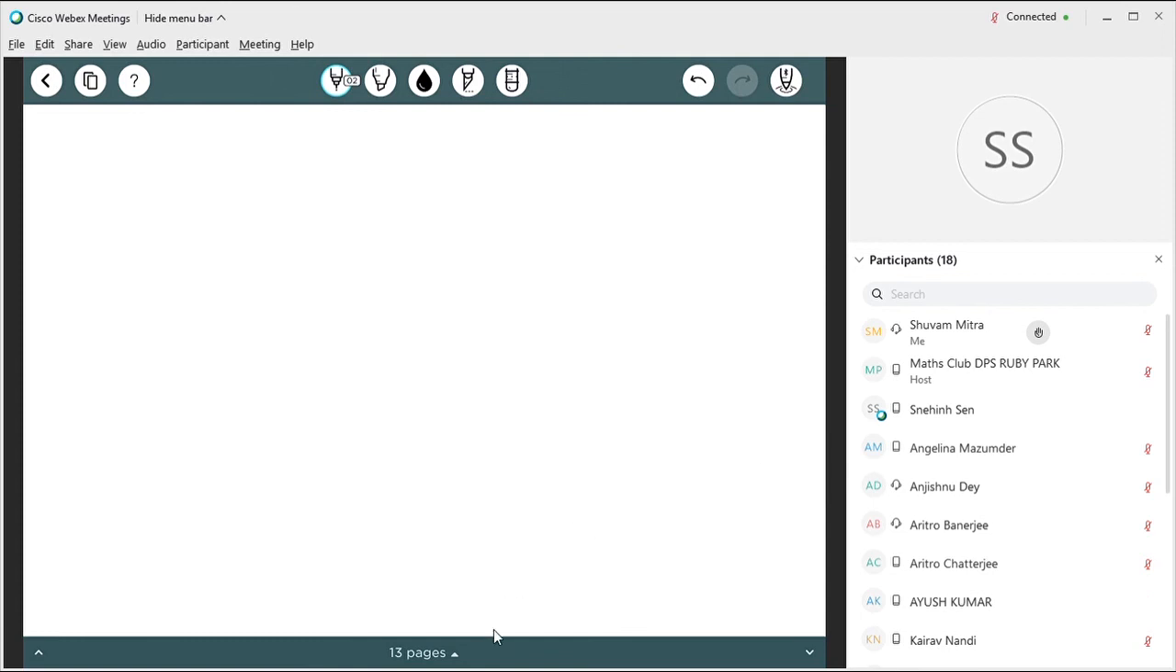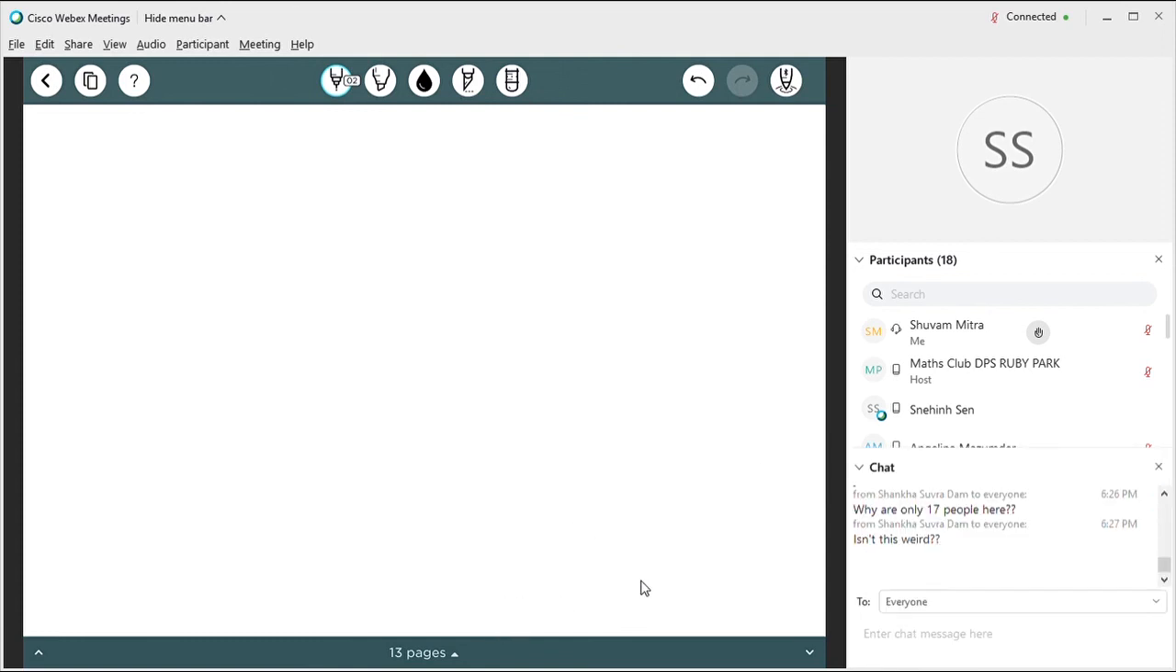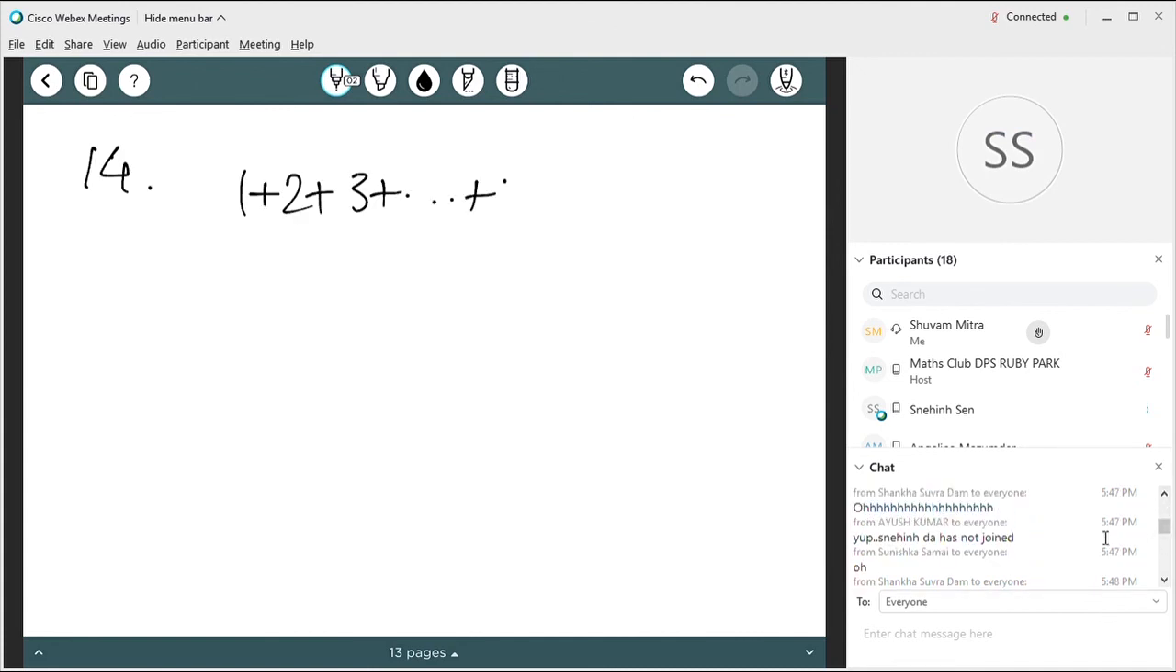Till the 14th one. 14th one. Okay. Yes. So 14th one is a good one. I hope you know this formula. 1 plus 2 plus 3 plus dot dot dot plus n is equal to n times n plus 1 by 2.